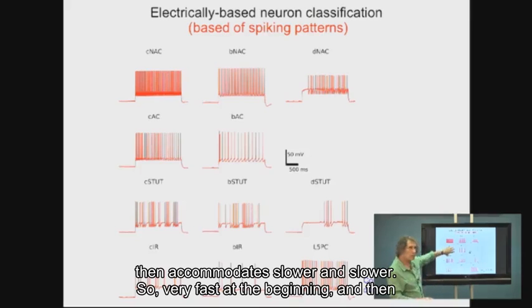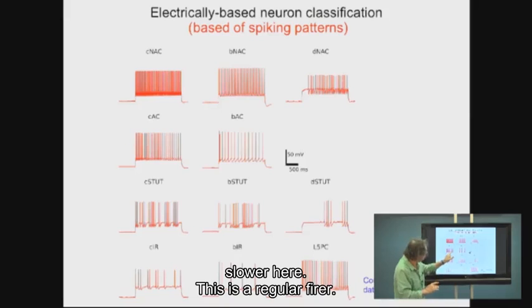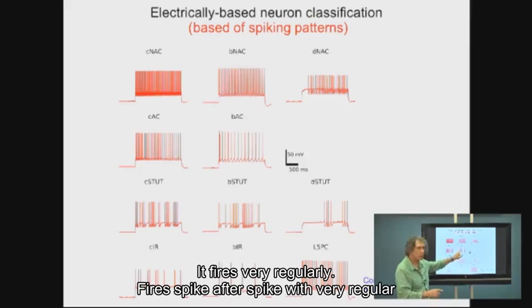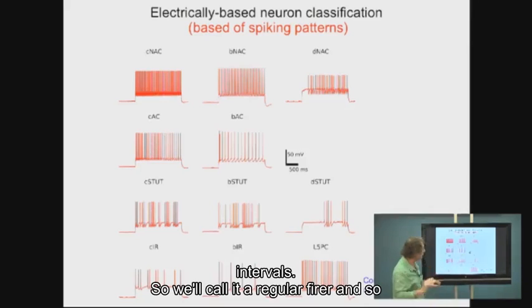And each one of these cells has an electrical character. This type of cell wants to do ta-ta-ta-ta-ta-ta-ta, and then accommodates, slower and slower. So very fast at the beginning and slower here. This is a regular firer. It fires very regularly, spike after spike with very regular intervals. So we'll call it a regular firer and so on.